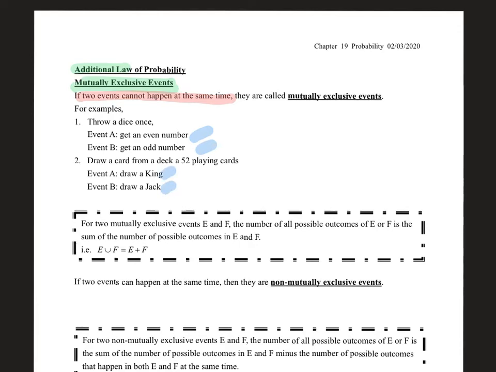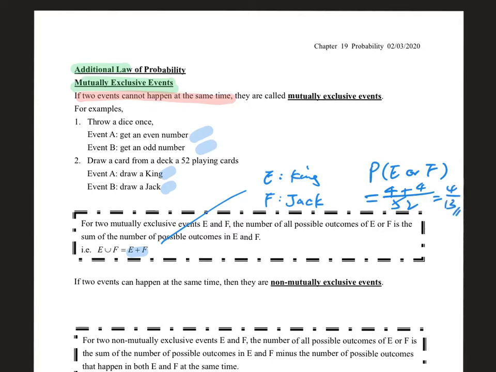As a result, when you are talking about mutually exclusive events, you just add up the total possible outcomes. For example, going back to the situation of king and jack. E is you want to get a king, F is you want to get a jack. In order to get P(E or F), that means you want to get a card which may be king or jack. Then you add them together. 4 kings, 4 jacks out of 52. You've got 4 over 13 finally. And this is a situation of mutually exclusive. You just add up the favorable outcomes together.